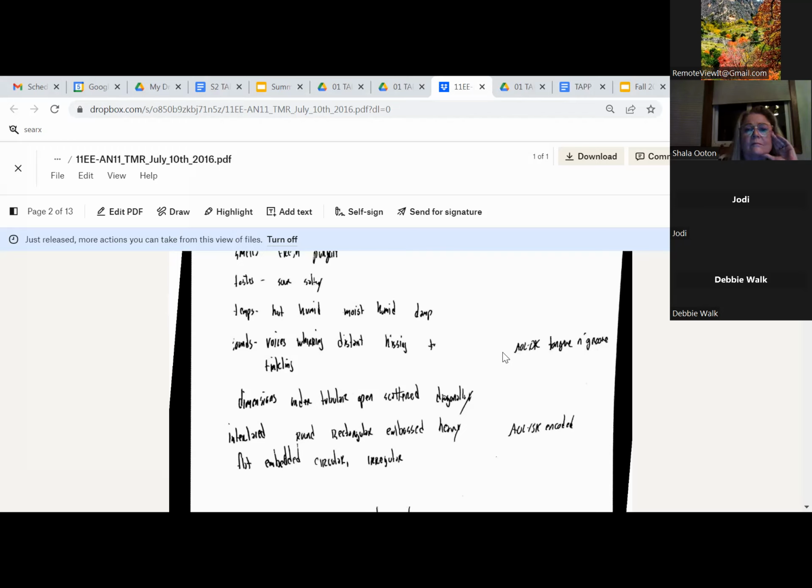So over on the right, I wrote AOL break, which is from controlled remote viewing military language. This session was done in 2016, so it's the old CRV format. But if I were to do that now, I would write tongue and groove, and then I would put parentheses around it on the right-hand side so that it's corralled, like a little hug for my tongue and groove over there. Dimensions: under, tubular, open, scattered, diagonally, interlaced, round, rectangular, embossed, heavy.